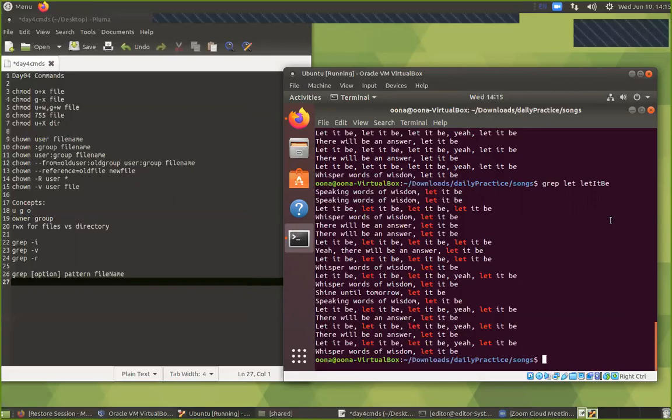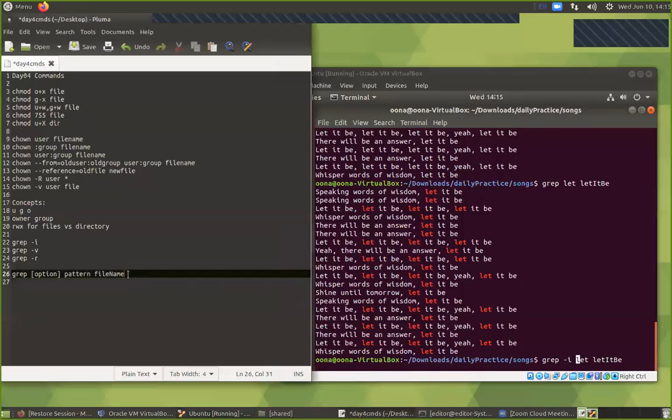But what I can do is say, go ahead and ignore any capitalization you see. And that's by using the option -i. So let's try this again. I'm going to use let, but I'm going to add this option right here, -i, let it be. Okay?